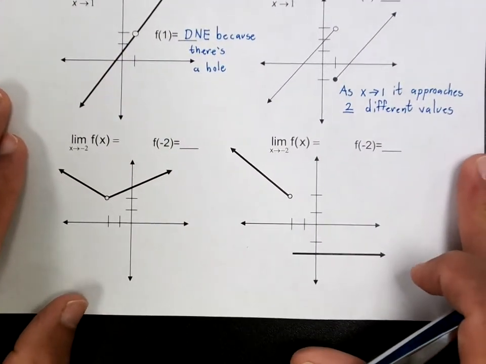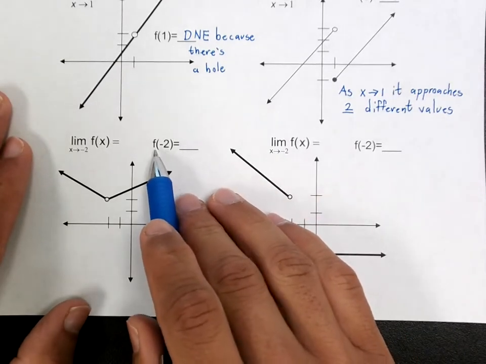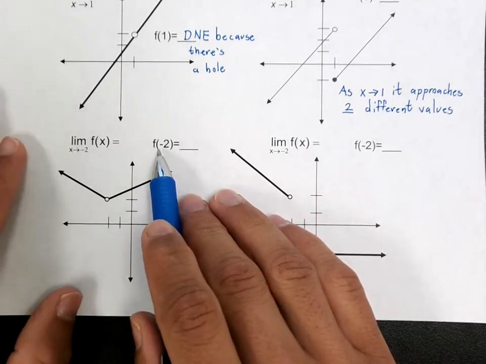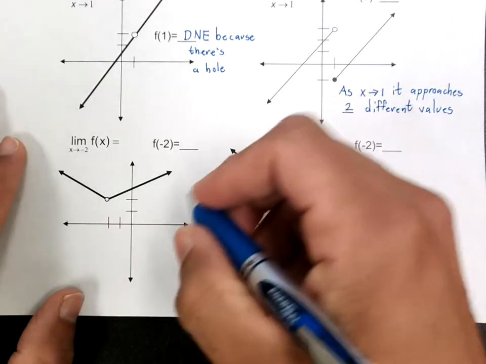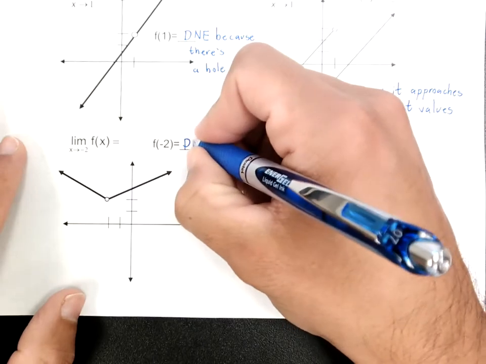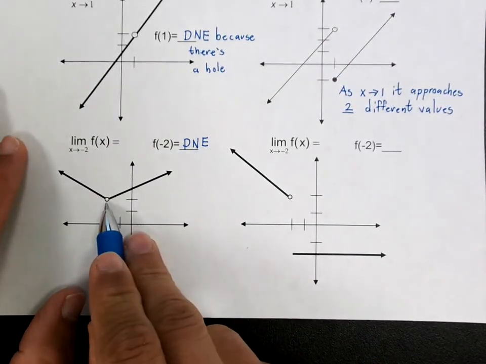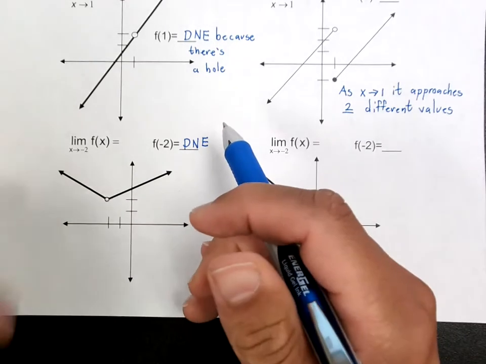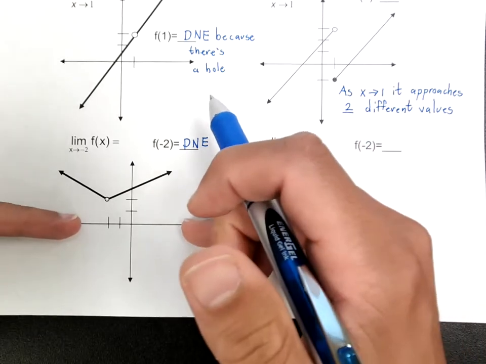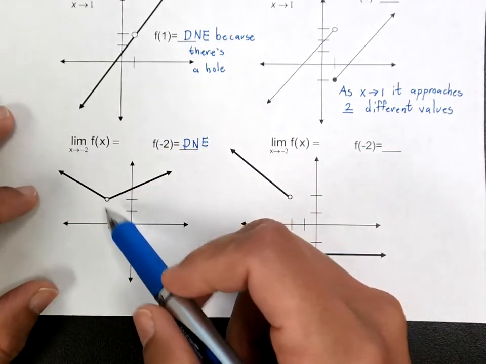Now the limit as x goes... well, let's do this one first. The y value at x is equal to -2 would be 2, actually, it does not exist because there's a hole there. Notice that it does not exist because there's a hole. But the limit as x approaches negative 2, remember, you're going to go from the left and from the right. What is the y value that I'm approaching? Well, the y value that I'm approaching is 2.